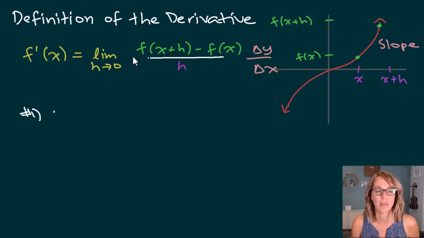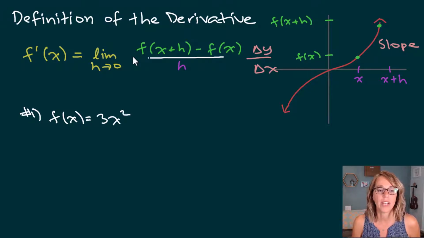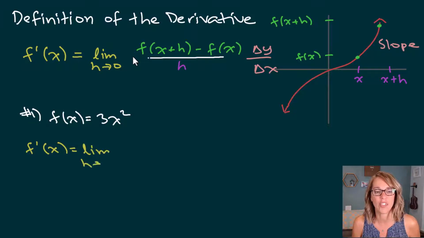So for this first example, let's let the function be equal to, how about 3x squared? And I want to find the derivative. So I'm going to apply the definition of the derivative to 3x squared. So f prime of x is equal to the limit as h approaches 0. h is the difference in the x direction.